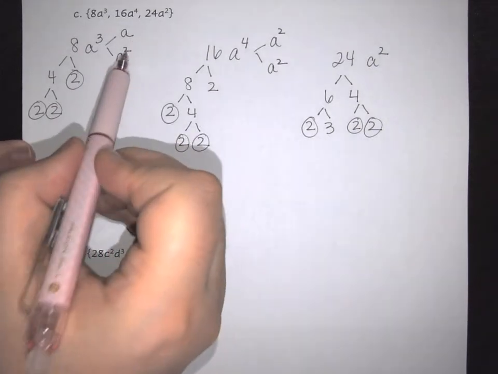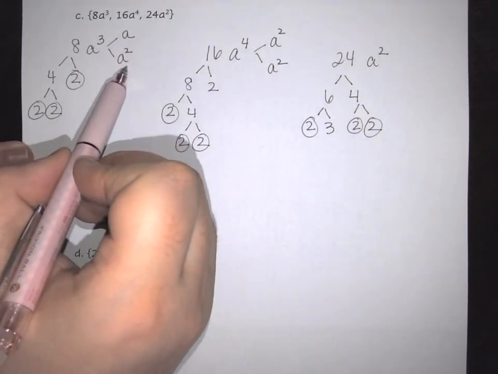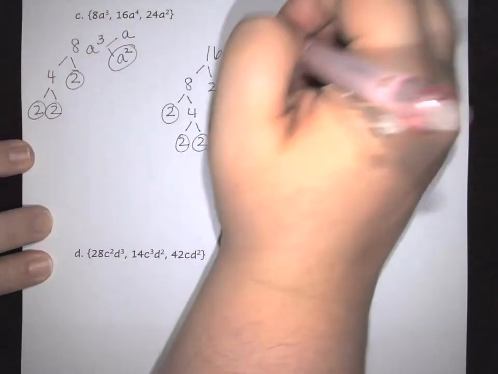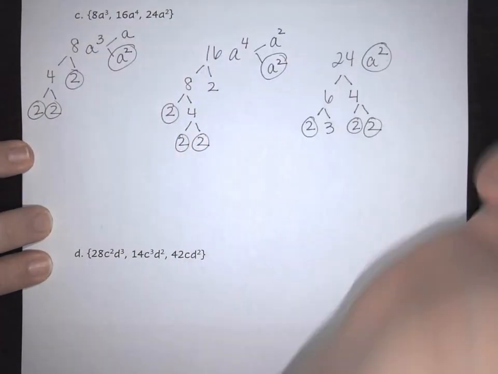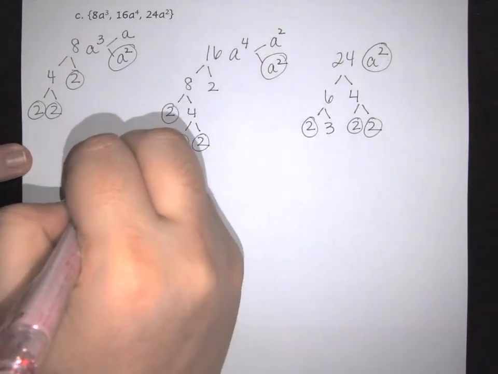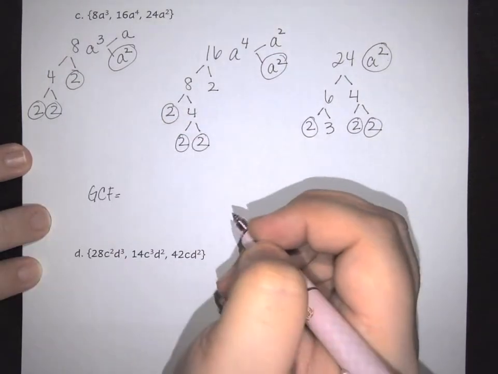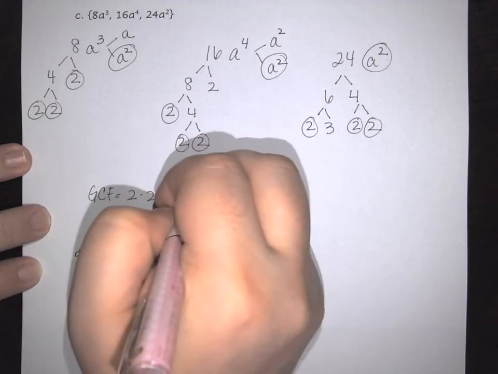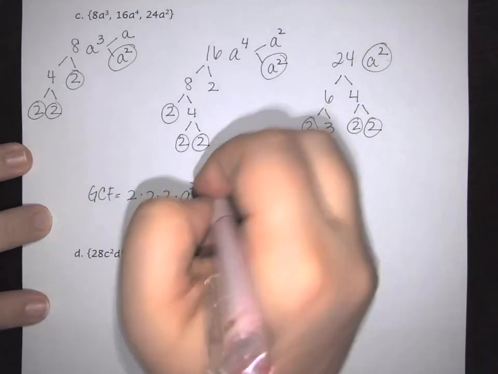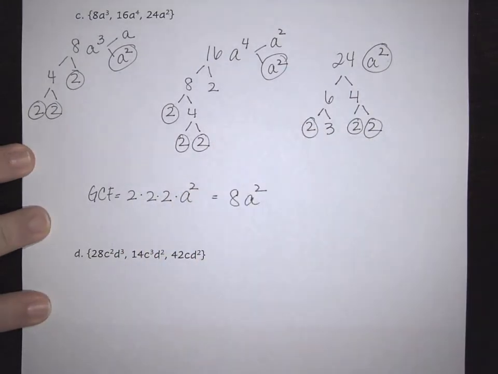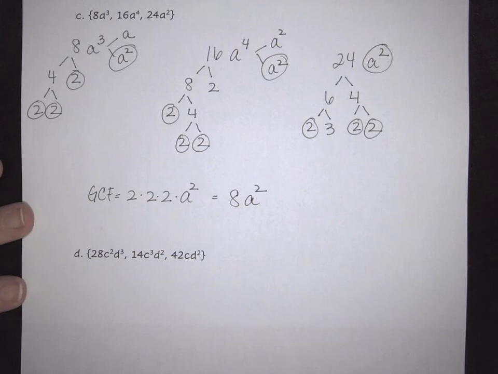And then if we look at the variables, I have a and a squared, a squared, a squared, a squared. So a single a squared is also my common factor. So in this case, when we're looking at your greatest common factor, we would have 2 times 2 times 2 times a squared. So in this case, this would give you 8a squared. And that's the greatest common factor of all three terms.